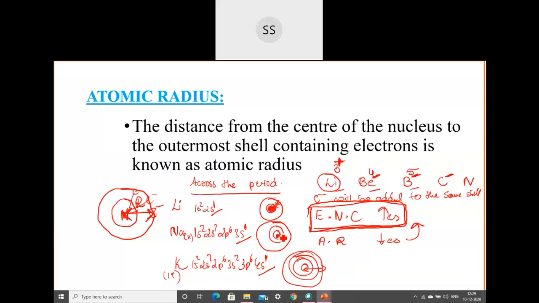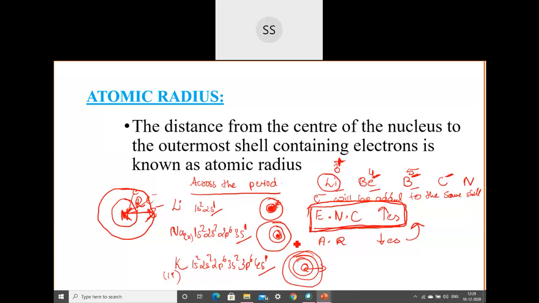But in the sodium case, what happens? From the nucleus till the electrons, okay, the gap is increasing. When the gap increases, there is shielding happening. There are electrons which cover them. So this nucleus will not be able to reach out to the outermost electrons. So when they are not able to reach them, what happens? That power is decreasing. When the power decreases, that is the effective nuclear charge.